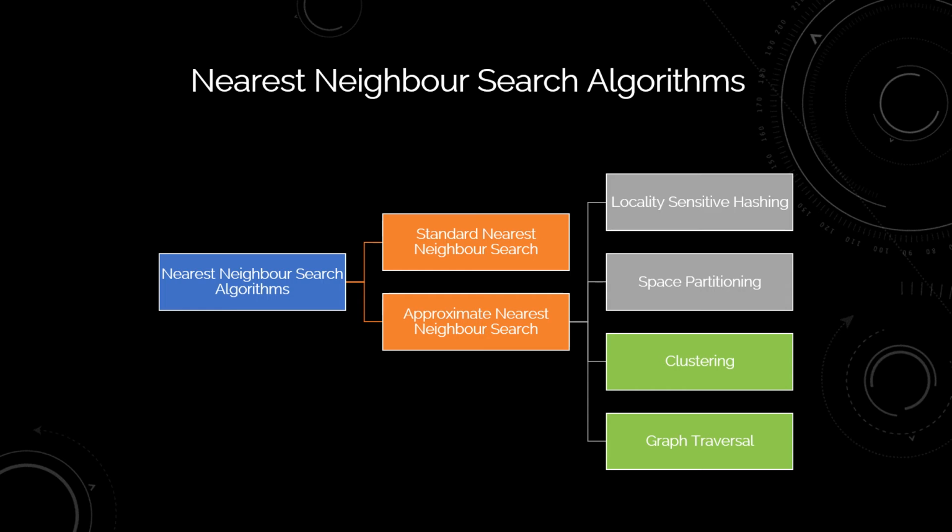Some of these include locality-sensitive hashing, which requires us to curate a hash function specifically for the problem, and space partitioning includes us recursively performing partitions. It could either be in a standardized way or in a randomized fashion. So we decided to stick with clustering and graph traversal.